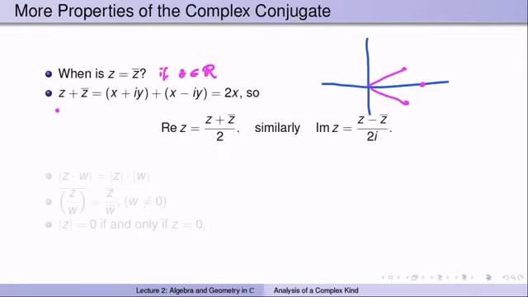Now here's another interesting thing to note. If you add a number and its complex conjugate, what you end up doing is x plus iy plus x minus iy. So you add the x and the x, you get 2x, and then you add the complex parts, the iy and the minus iy, they cancel each other out. So you get something real.